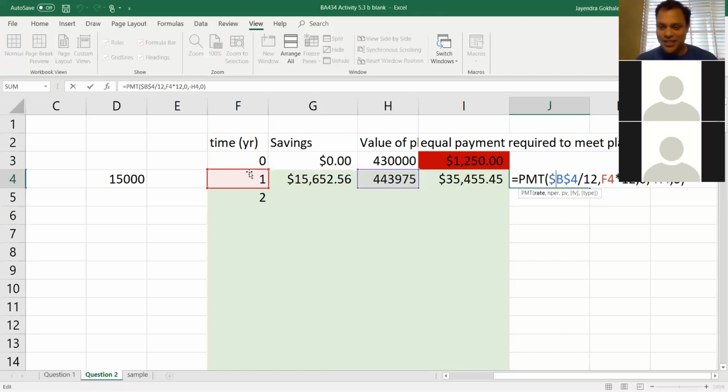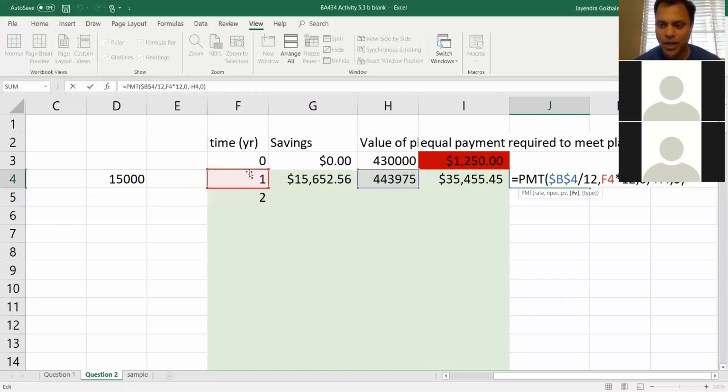Okay, so you wanted me to tell you about this formula, right? PMT. B4 is the rate, divided by 12, F4 times 12, and zero is for the present value. I started with $0, and I'm ending up with the value of the aircraft. So it's essentially assuming, if you start with nothing and save up for 1 year, how much do you need to save up to pay for the aircraft fully?